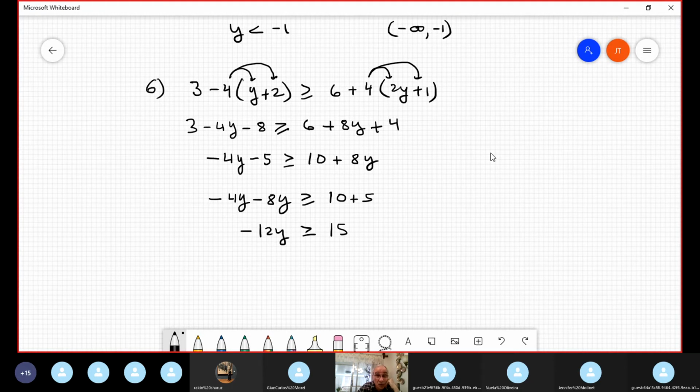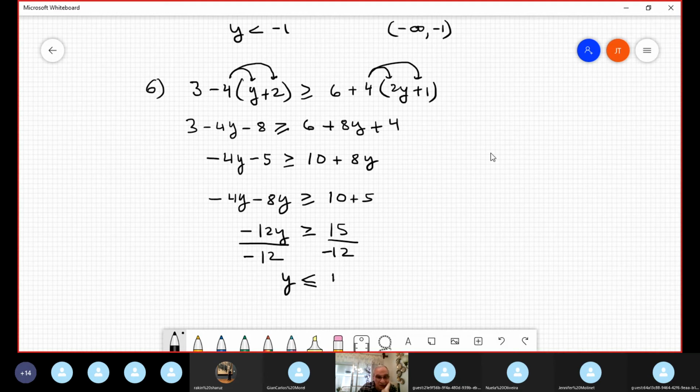Now this is the most important moment in this example. Divided by negative 12. Why? Because both are negative, so the sign flips. Exactly. Very important detail: the sign is reversed when you divide or multiply by a negative number.